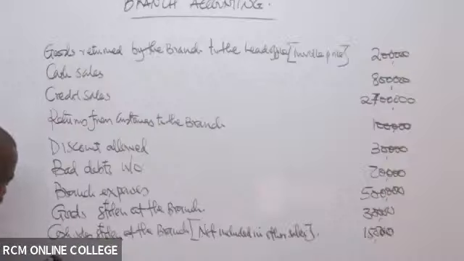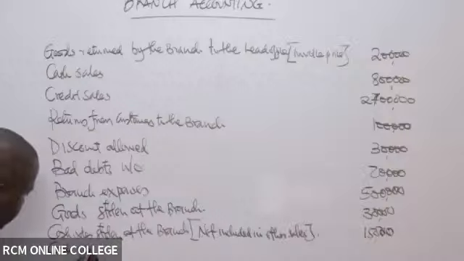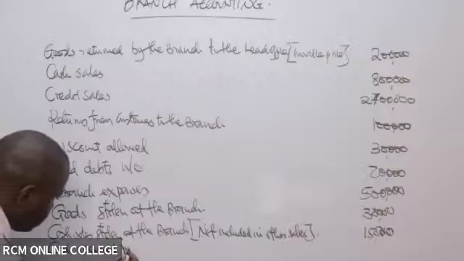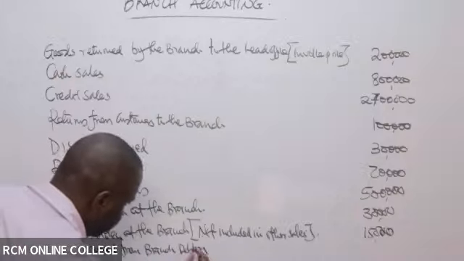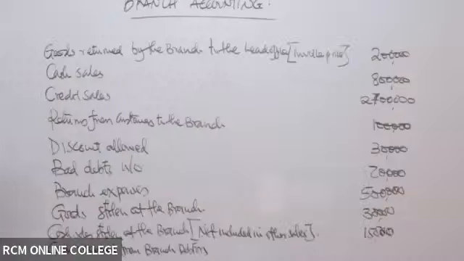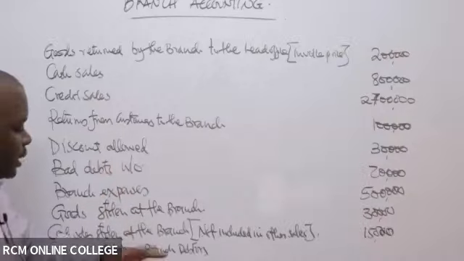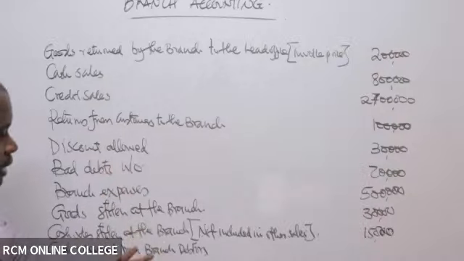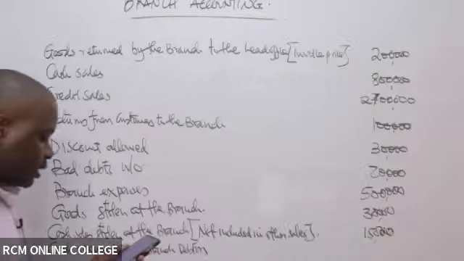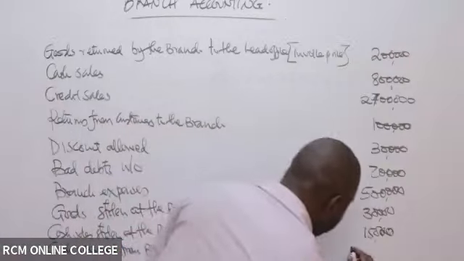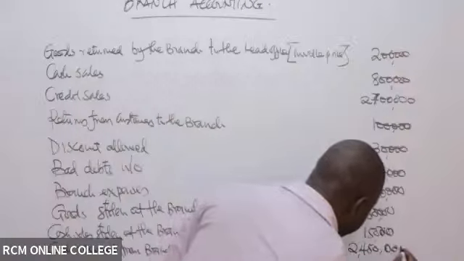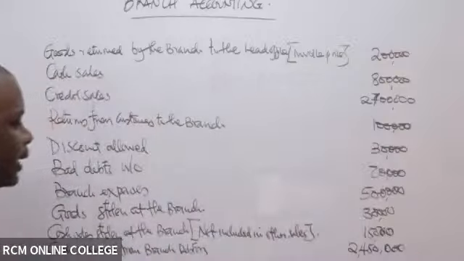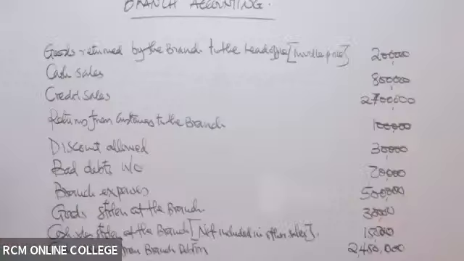Then the last transaction, cash received from branch debtors. So the debtors paid. It means it will reduce the branch debtors. Remember, you have a balance of branch debtors at the start of the year. We have the opening balance and the closing balance. So in between, our debtors paid some money. That's why at the end of it, we have that balance. But of course, be able to balance it and see what is the balancing figure. So it was 2,450,000. That is what the debtors paid during the year. So these are the transactions that actually occurred during the year.